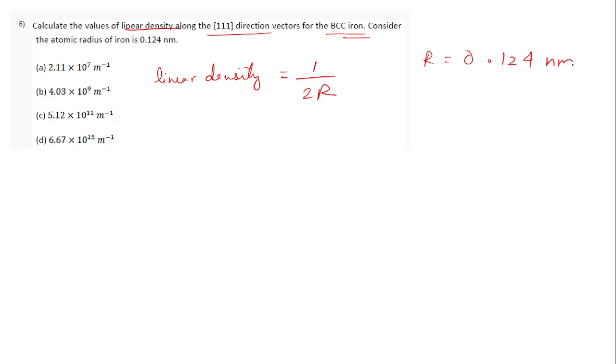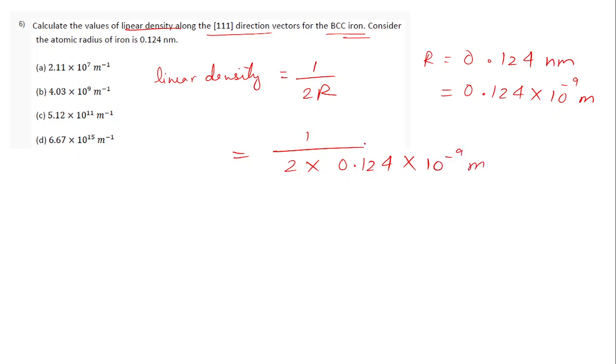Okay, now we have the value of this radius, which is 0.124 nanometer, and the answers again are in meters, so we'll change this into meters. I told you 1 nanometer means 10 to the power minus 9 meters, so this will be 0.124 times 10 to the power minus 9 meters. Okay, now when we substitute it here, it will be 1 over 2 multiplied by 0.124 times 10 to the power minus 9 meter. All this is in the denominator.